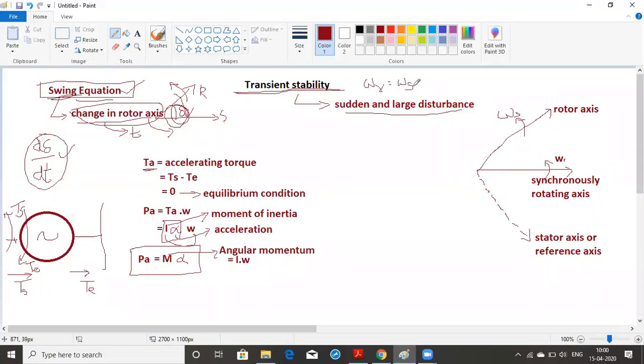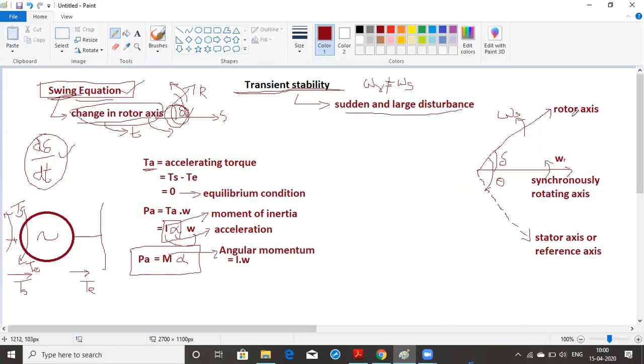So it will try to achieve this synchronous speed. Under the no disturbance condition, omega r is equal to omega s, but under the disturbance condition, omega r is not equal to omega s. But to run the synchronous generator, they need to be equal, right? So the angle difference between the rotor axis and the synchronously rotating axis, we are going to call delta. And this one we are going to call theta.